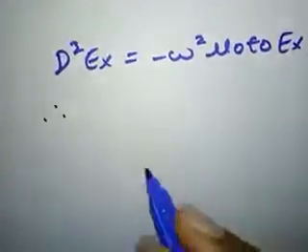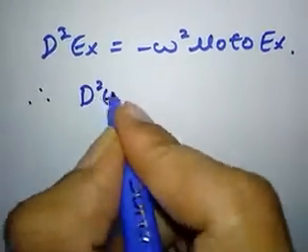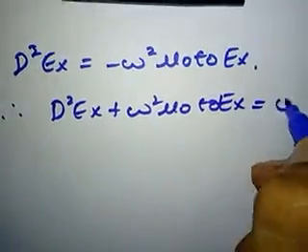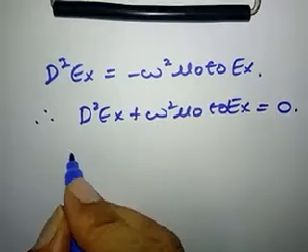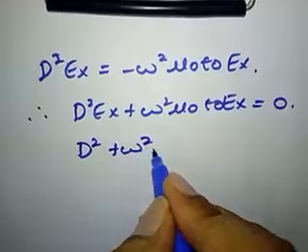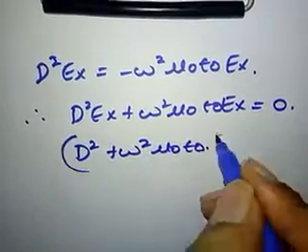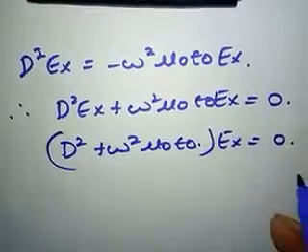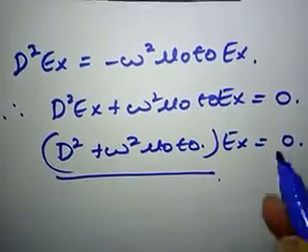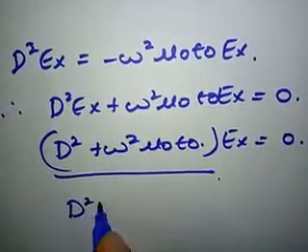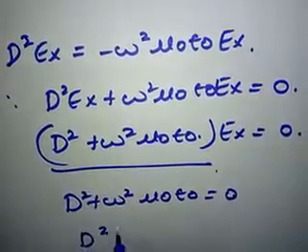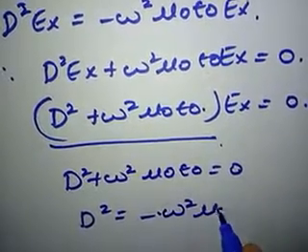Therefore d square Ex plus omega square mu naught epsilon naught Ex is equal to 0. So the auxiliary equation I can write by taking Ex common: d square plus omega square mu naught epsilon naught into Ex is equal to 0. This is the auxiliary equation. Here, equating the bracketed term to 0, because Ex cannot be 0, d square plus omega square mu naught epsilon naught is equal to 0, or d square is equal to minus omega square mu naught epsilon naught.